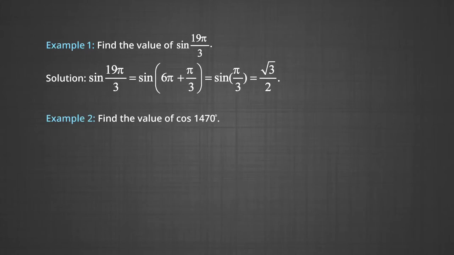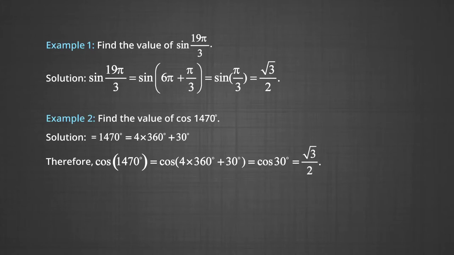In example 2, we will find out the value of cos of 1470 degree. Now, 1470 degree can be written as 4 into 360 degree plus 30 degrees. So, 4 into 360 degree completes 4 revolutions. Therefore, cos of 1470 degree is same as cos of 30 degree, which is equal to root 3 by 2.